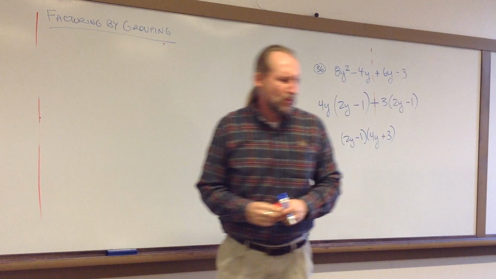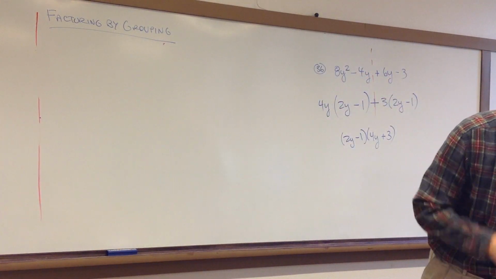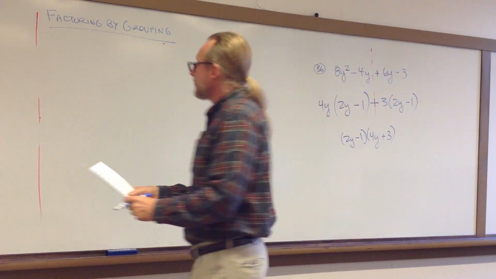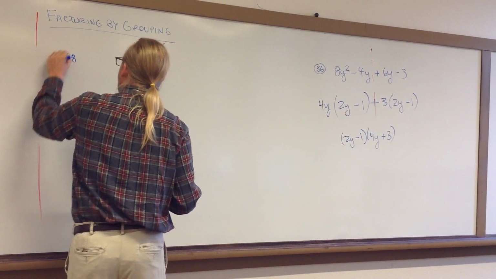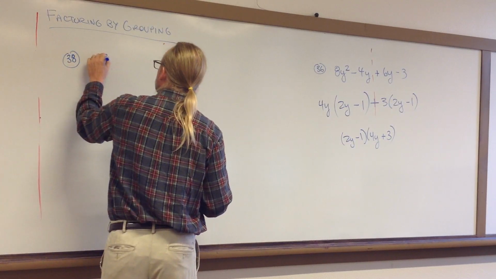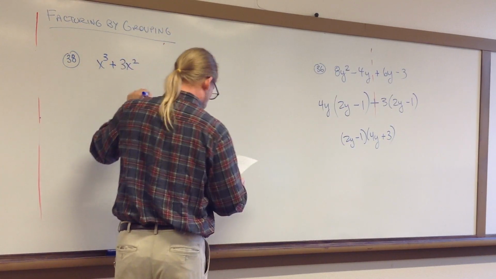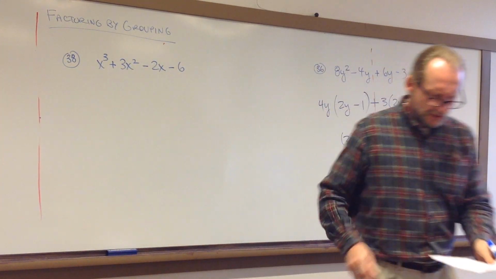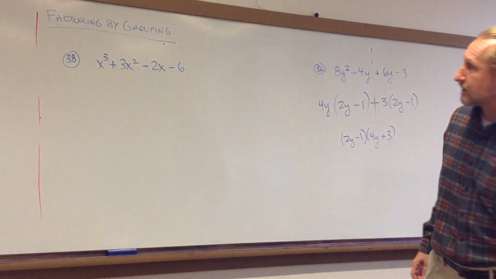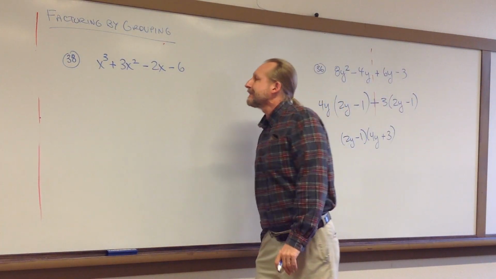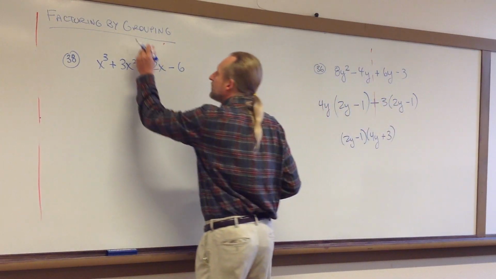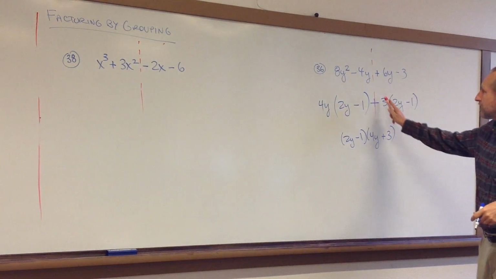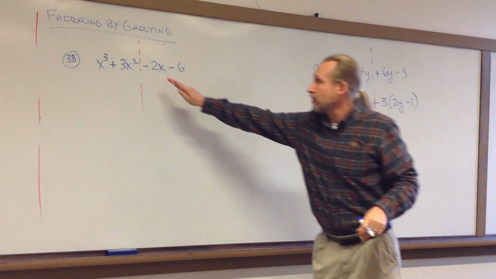Okay, let's look at one more. Problem 38. This is a pretty standard problem. This is something you see frequently in textbooks and on quizzes and tests. So you've got x cubed plus 3x squared minus 2x minus 6. All right, so again, split it in two pieces. And notice this is a minus, so that's probably going to tell us that we're going to be looking to factor out a negative there instead of a positive.